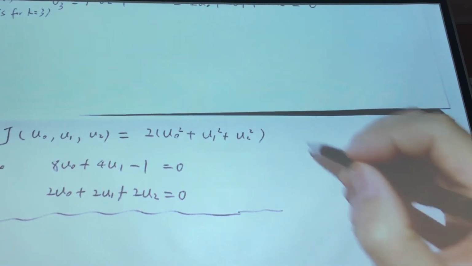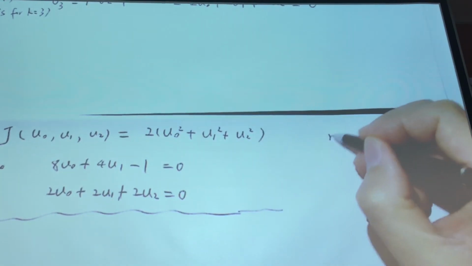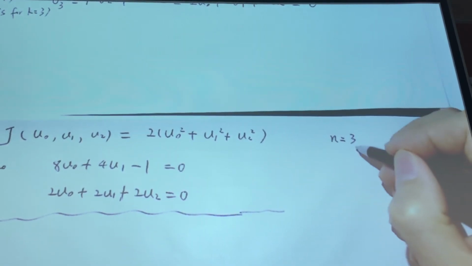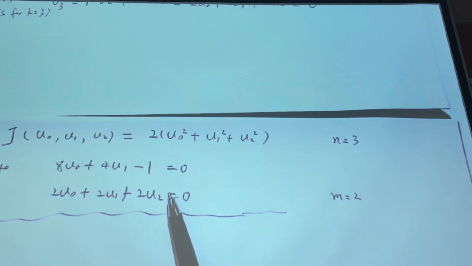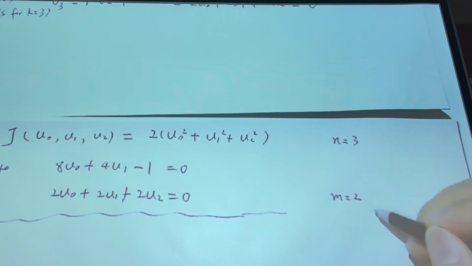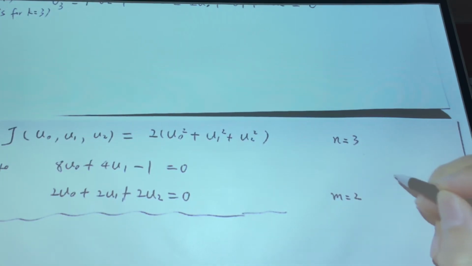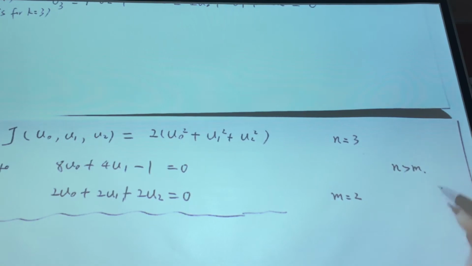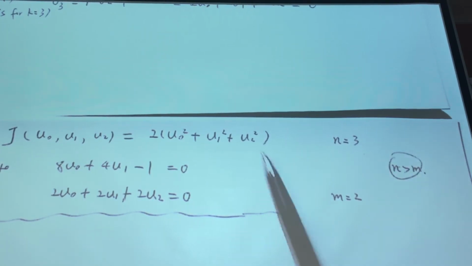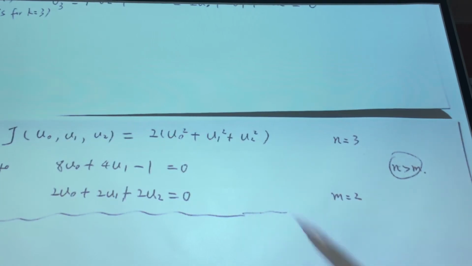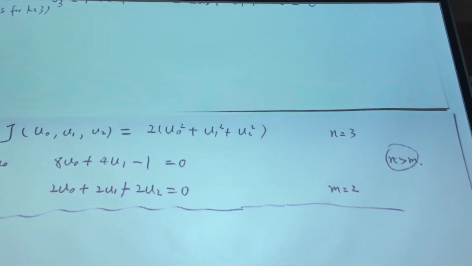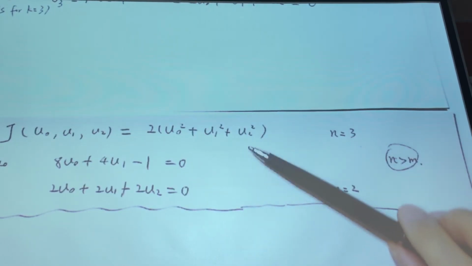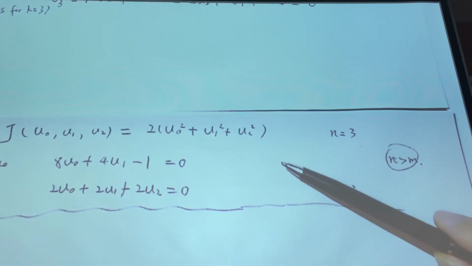So these are our final problem formulation. From here, we know that n equal to 3, we have 3 control inputs, and we have two constraints. So we have n greater than m, and we know the problem is solvable. I think you already know how to solve this problem, using the knowledge that you learned in the past couple of weeks.